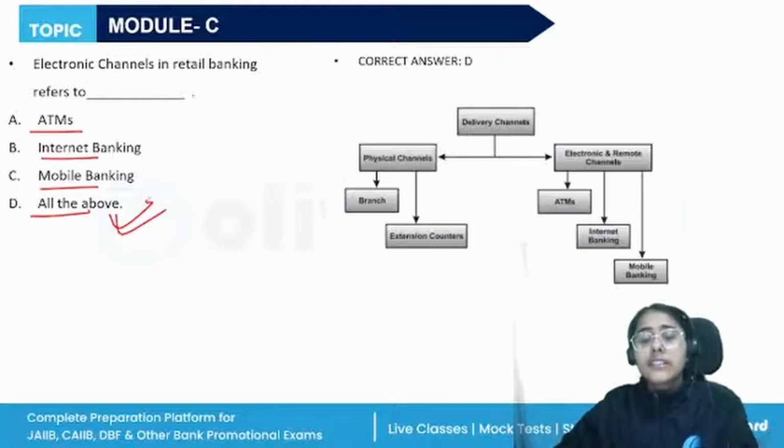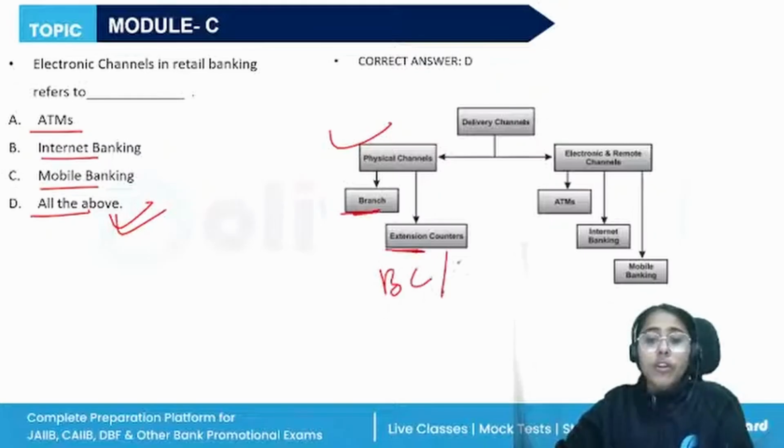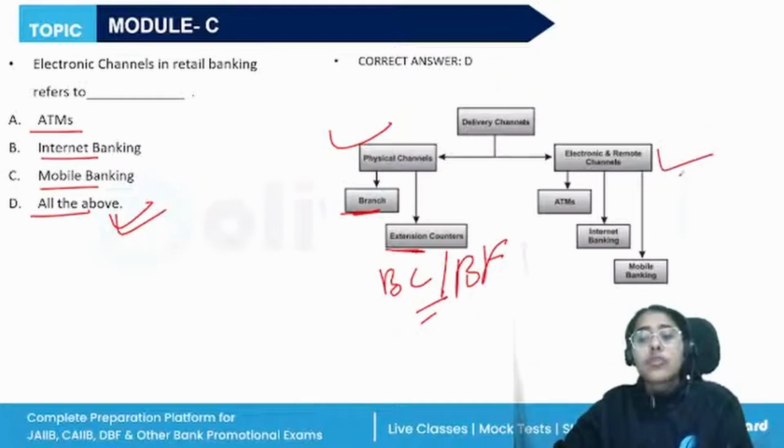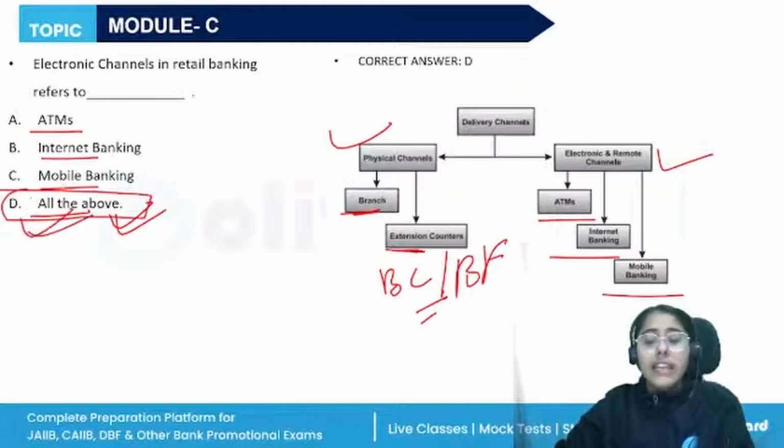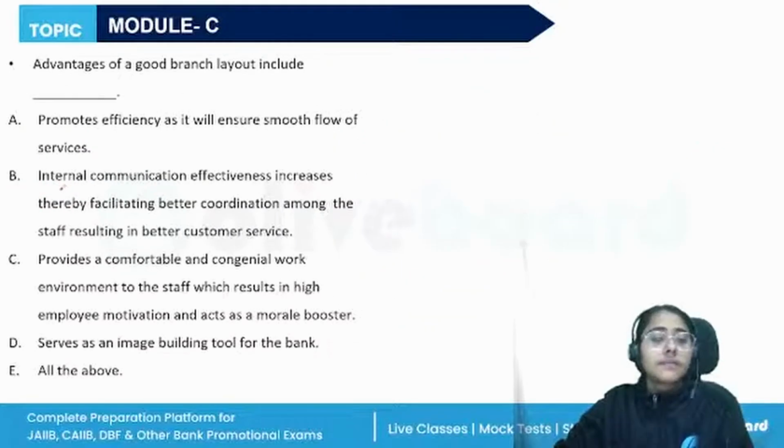So the delivery channels can be divided into physical channels, which include the branch and the extension counters, the business correspondent and business facilitators as well, and electronic and remote channels which are not attached to the bank. So ATMs, internet banking, and mobile banking. Alright, so accordingly, the correct answer is option D. All of the above are electronic channels.